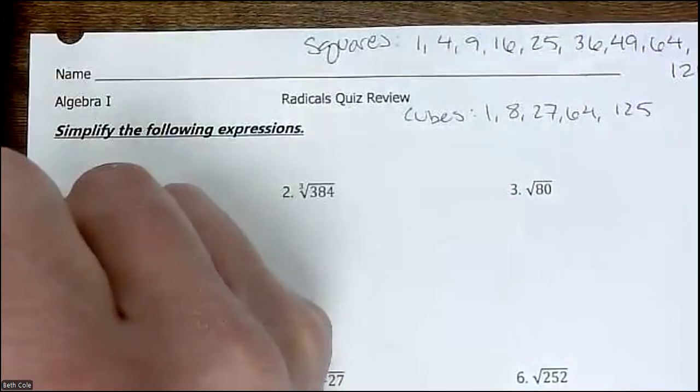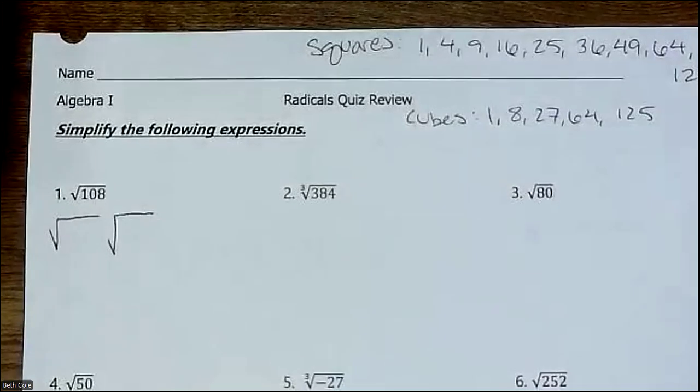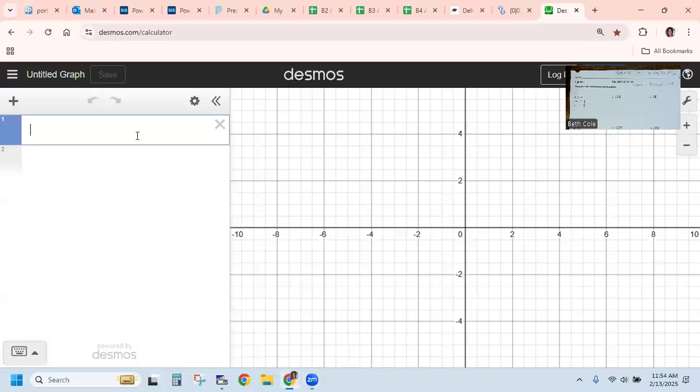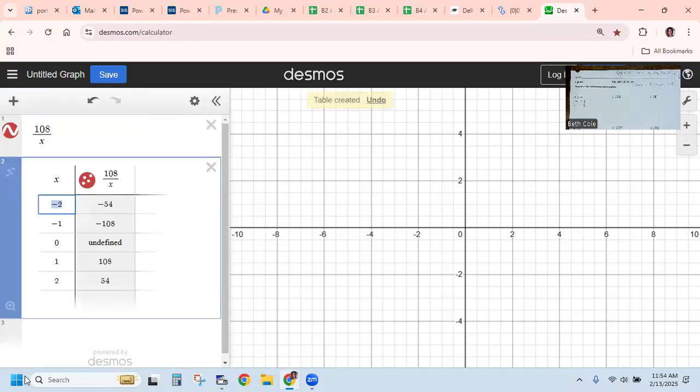So for 108, you're going to draw your 2 little houses. I don't really expect that you know all the numbers that go into 108. That's not reasonable, but I expect you to be able to use the calculator. The way you type it is 108 divided by X. Hit the gear and make a little table.